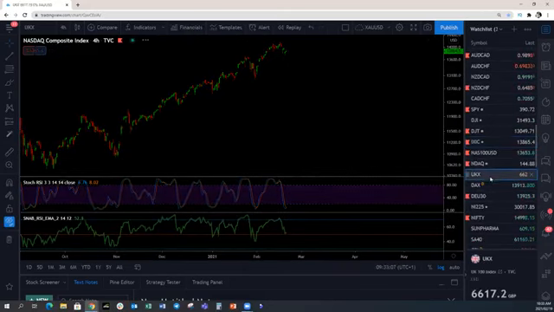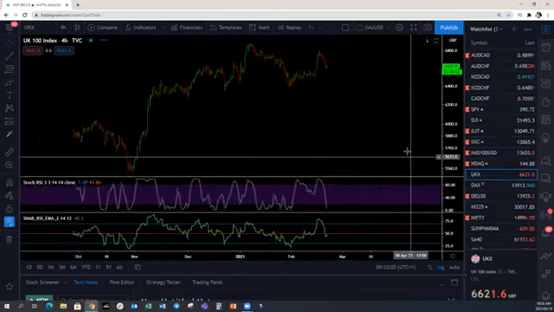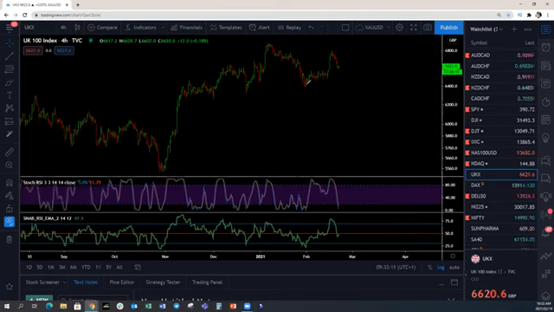UK 100, look at this as a 1, 2, 3, and expect this one to come to the downside to give us this structure. Okay, any setup here, continuation to the downside.